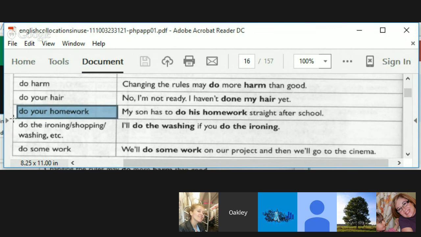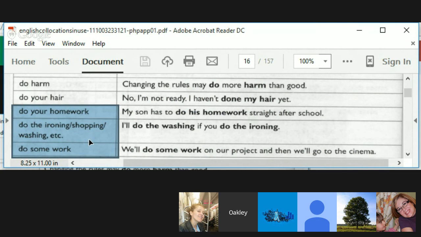Actually, these last three kind of all go together. Do the ironing, the shopping, the gardening, Rebecca. Absolutely. Do your assignment. Do your house chores. Any kind of work we collocate with do. Do a project. Do a paper.